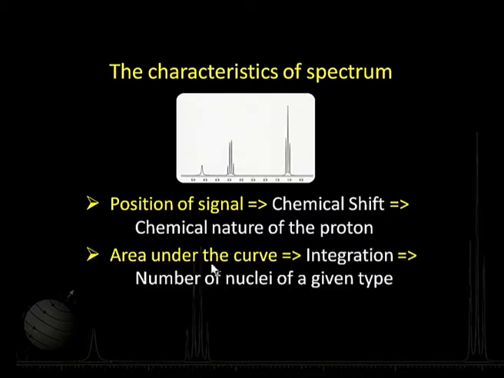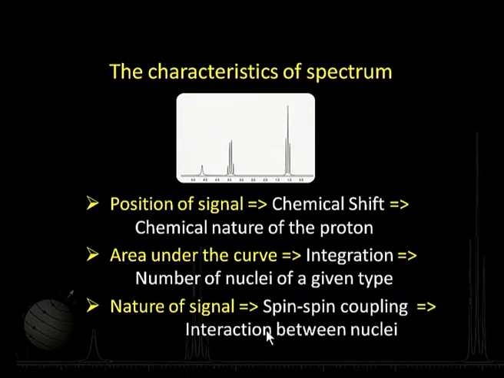The second characteristic happens to be the area under the curves, because each signal will have a certain area. Each one of them can be taken care of, and that is typically represented in terms of some kind of integration, which gives you the number of nuclei of a given type. That means position tells me about the chemical nature, and area under the curve gives me the number of nuclei of a given type.